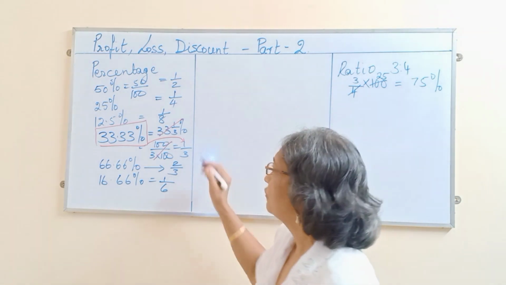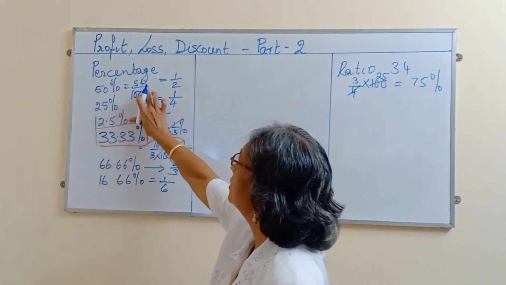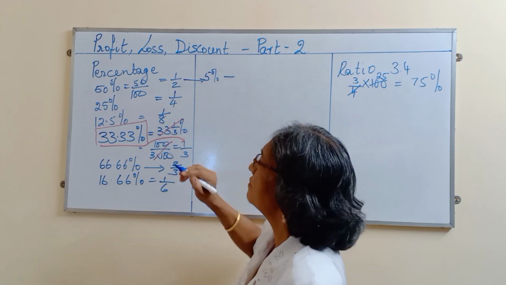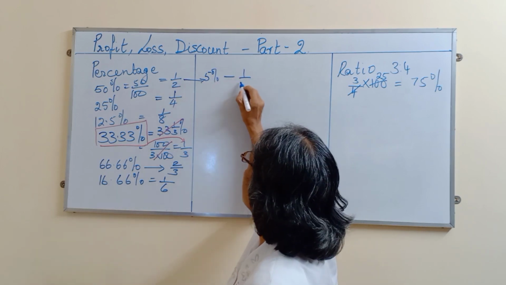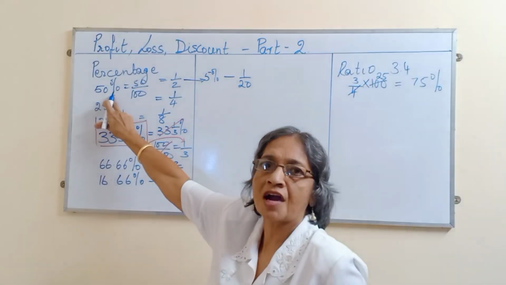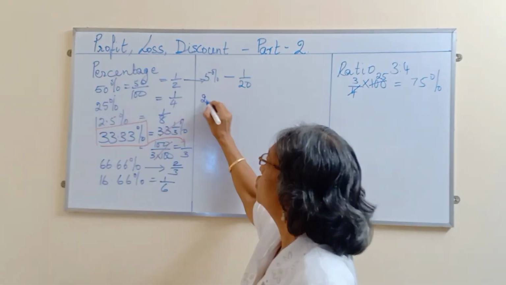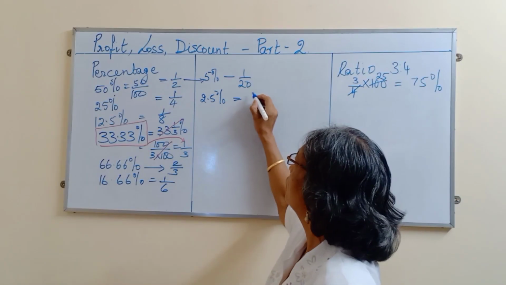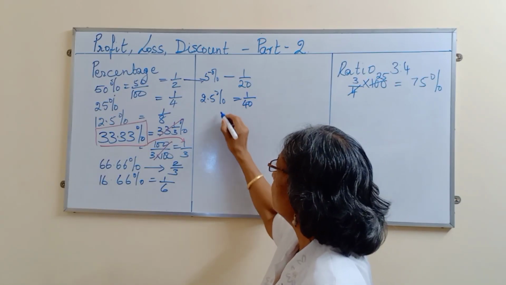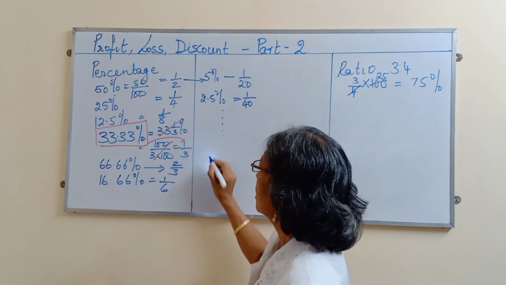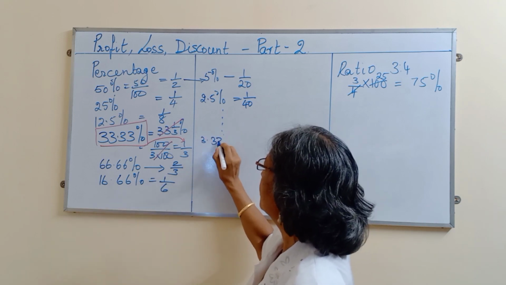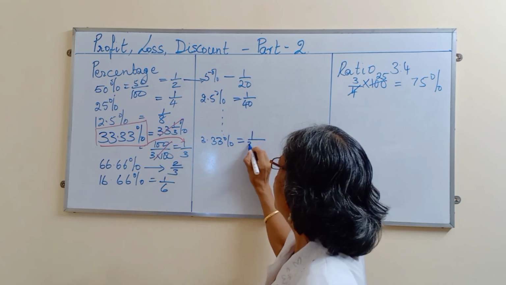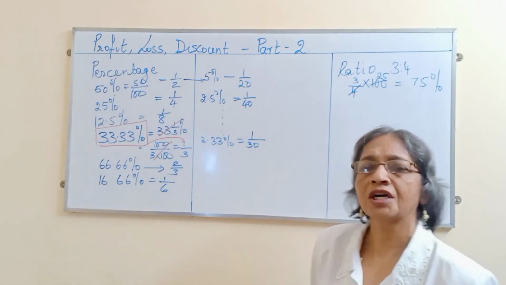Let's go one step further. Now if I have 50% as half, if I need to find 5%, just divide this by 10. Why? Because we have divided this by 10. So 2.5%. A 25% was 1 upon 4. This would become 1 upon 40. And so on. So if I have 3.33%, whose ratio is 1 upon 3, this would become 1 upon 30.